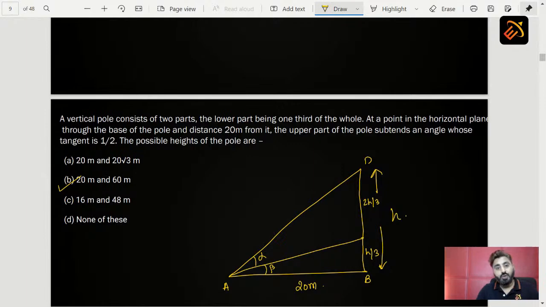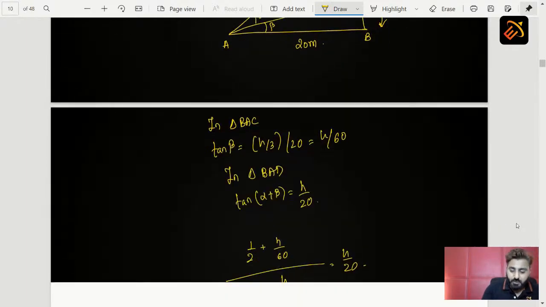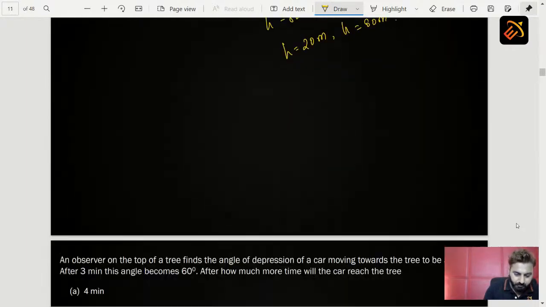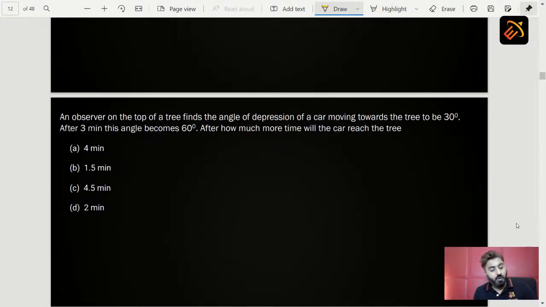Yes. So the next question is what? So our next question here is, an observer on the top of a tree finds the angle of depression of a car moving towards the tree to be 30 degree. After 3 minutes, this angle becomes 60 degree. After how much more time the car will reach the tree? Our options are option A 4 minutes, option B 1.5 minutes, option C 4.5 minutes and option D 2 minutes.